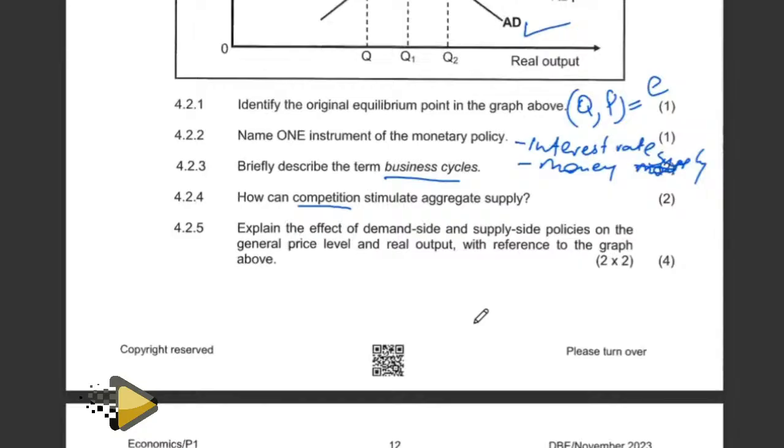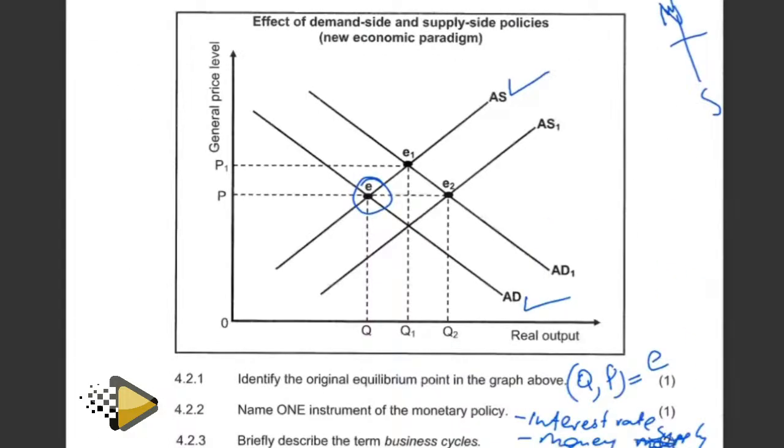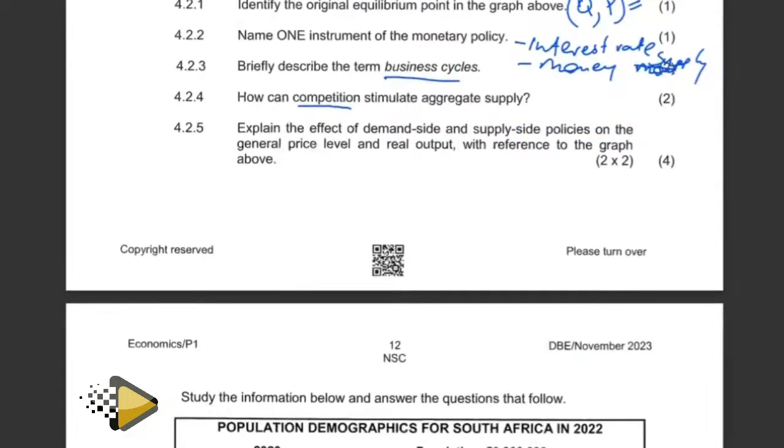So how can competition stimulate aggregate supply? If there is too much competition in an economy, it means there is going to be an outward shift of aggregate supply from AS to AS1. So the moment there is higher competition, that is going to influence an increase, or the outward shift, of aggregate supply.